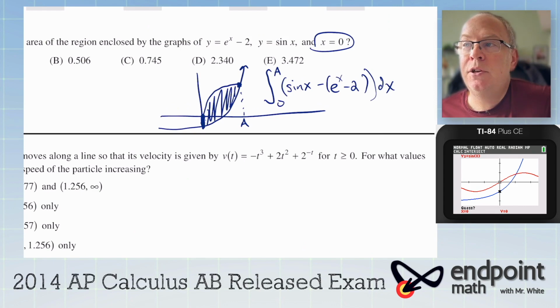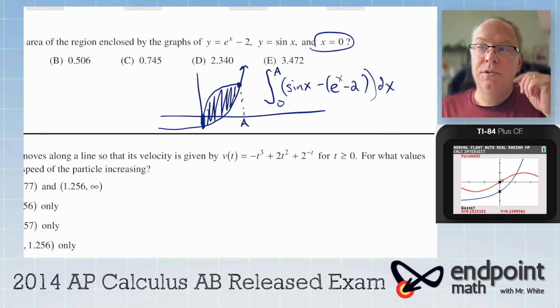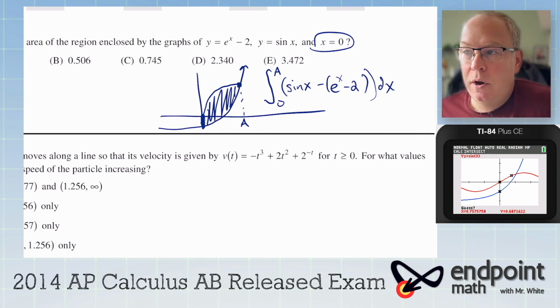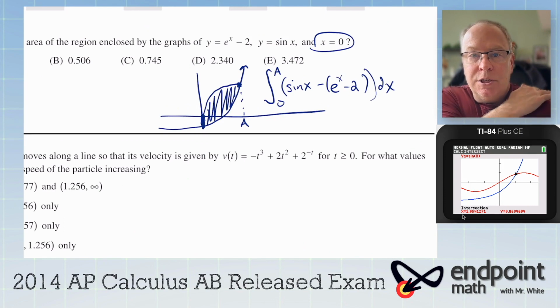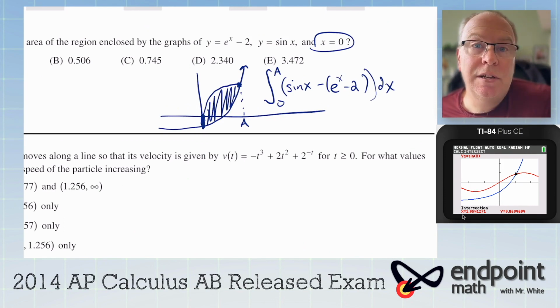1, 2, and then you got to navigate somewhat close to where it hits, hit enter, and there it is. The intersection is this number right here. Now, I'm not going to write that down. I guess I could, but especially when you get to the free response, you do not want to be using rounded numbers to do any other calculation. So right now, x equals this.